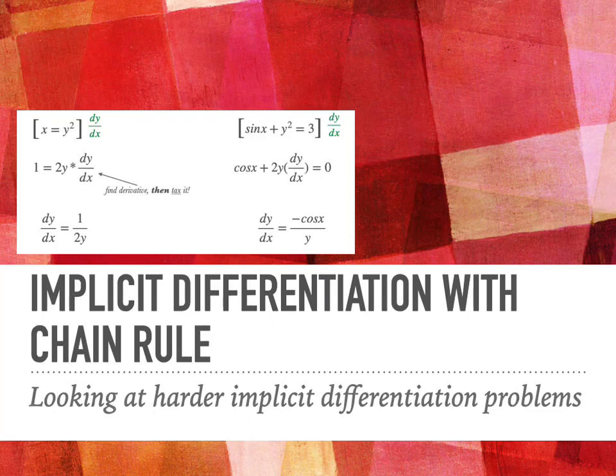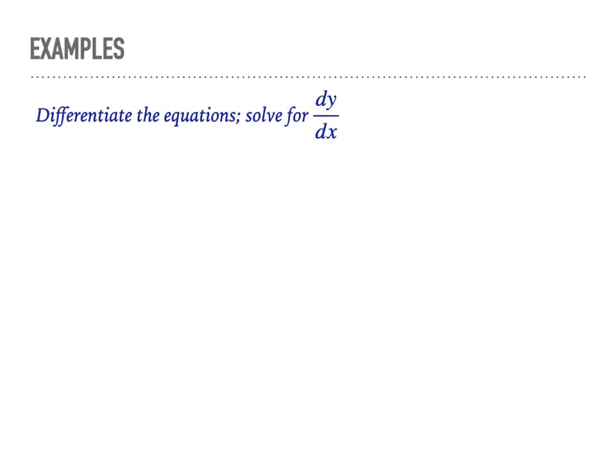In today's video, we're going to be diving deeper into implicit differentiation, looking at it using the chain rule. So first up, we have (x + y)^2 = 2x. First we're going to differentiate with respect to x, and then remember we have to use the chain rule, because as you can see, there's a function inside of a function.